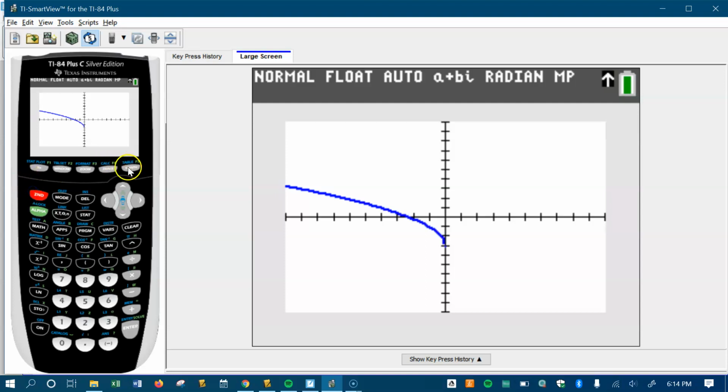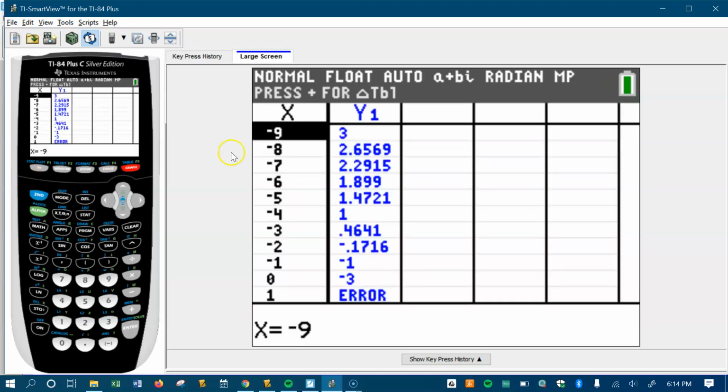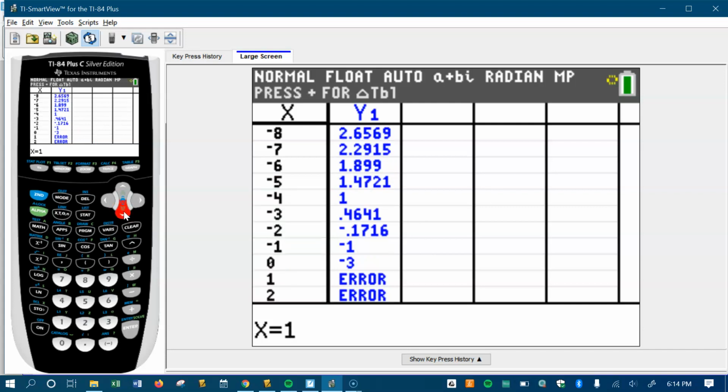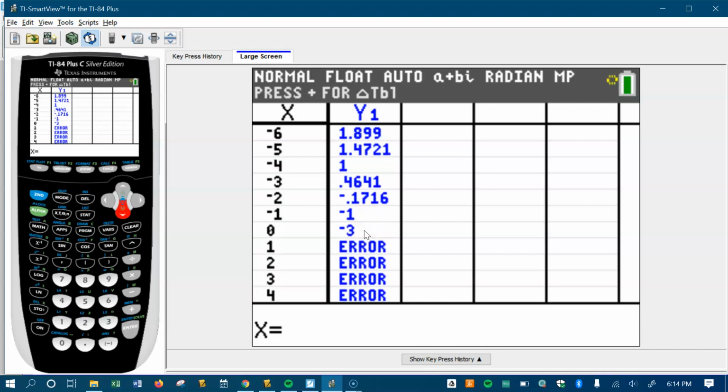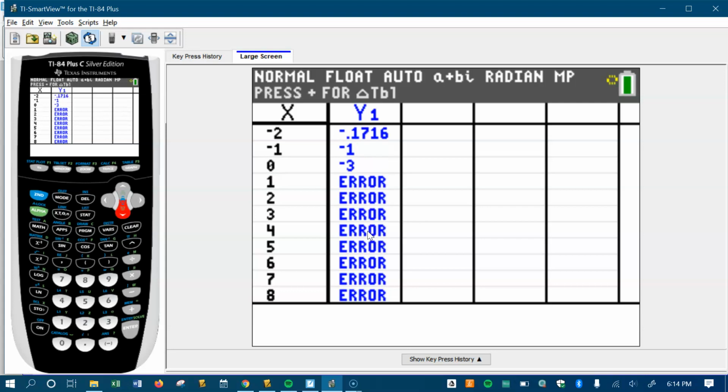The second graph, that's going to give us the table. There's the errors that I want. I want those errors because that tells me where the graph cannot be. And it looks like I have some numbers that I could use, like -1, -1, 0, -3, -4, 1. So let's start plotting those.